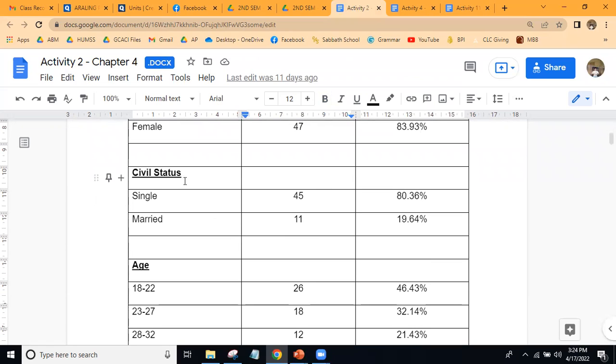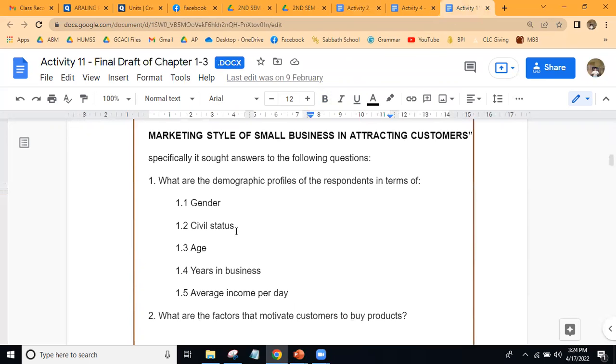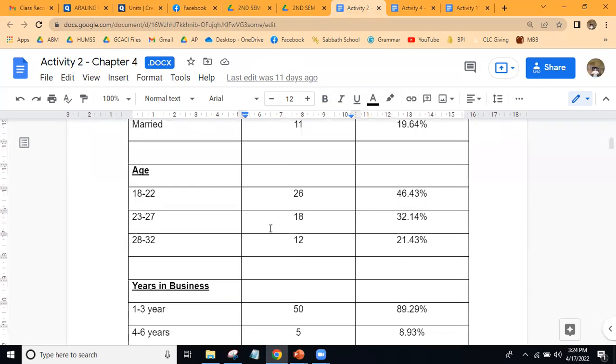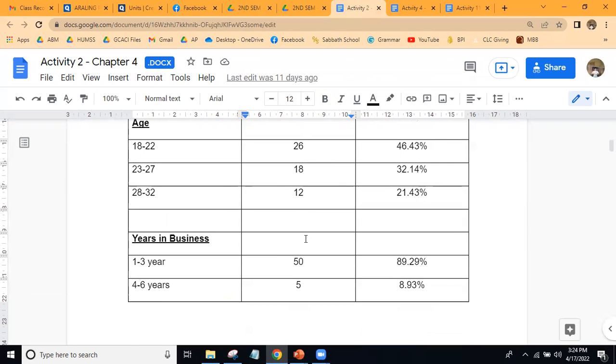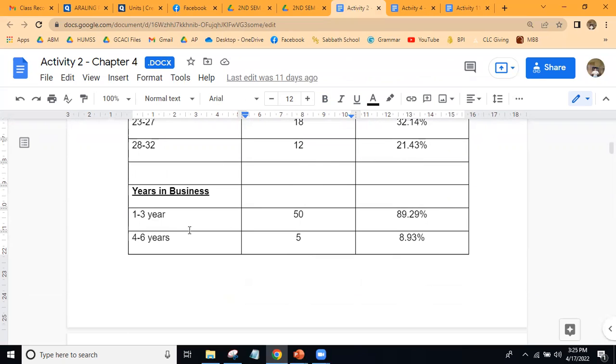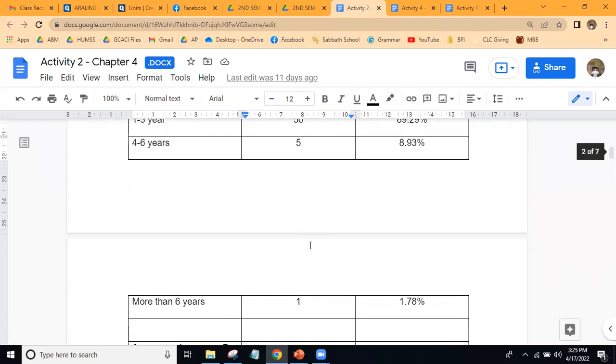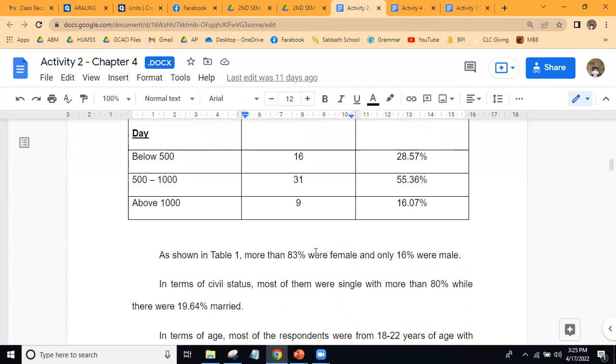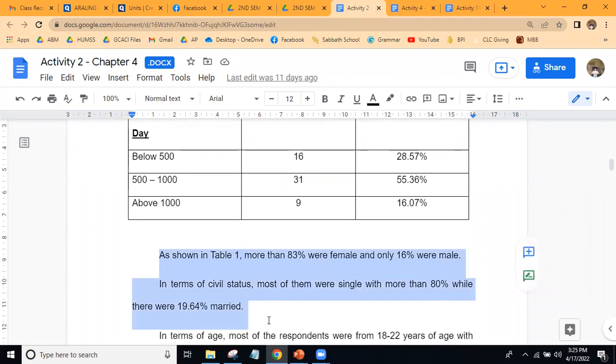Okay, next. Naipipresent nila yung civil status. Ang nakalagay sa SOP, that's correct. Civil status. So, meron daw 45 na respondents are single, and then married 11. So age, ganun din, yung bracket: 18 to 22, 26 yung respondents; 23 to 27, that's 18 respondents; and 28 to 32, that's 12 respondents. And then the corresponding percentage. Yung year in service, nakalagay na rin. Average income per day, nakalagay na rin. And sa baba, gagawan lang natin siya ng interpretation.